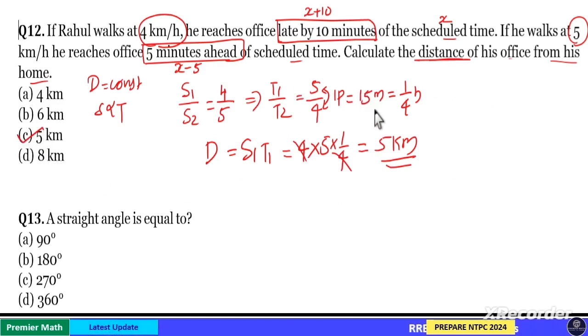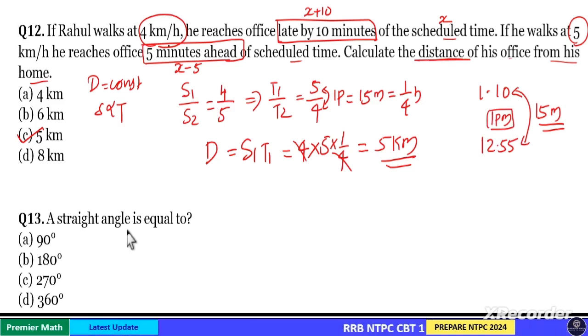That is, here this 15 minutes difference means consider 1 p.m. as the schedule time. Then late by 10 minutes means 1:10, and 5 minutes ahead of the schedule time means 1 minus 5 minutes, which is 12:55. Now the difference between 1:10 and 12:55 is equal to 15 minutes.